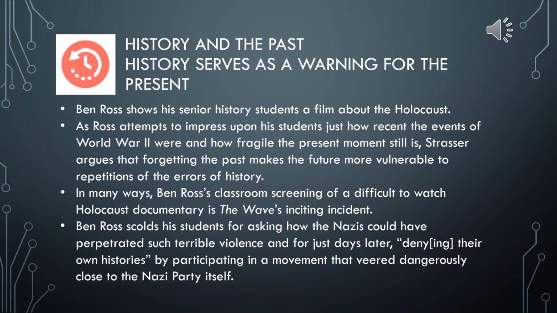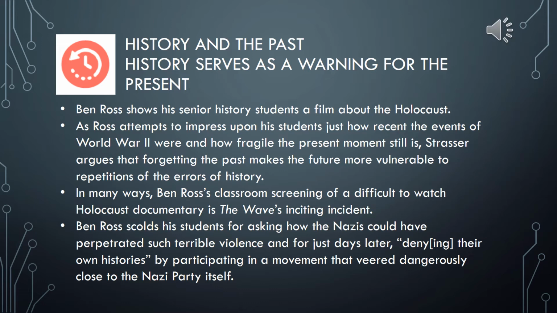The second theme we look at is history in the past, and more specifically, how history serves as a warning for the present. Ben Ross shows his senior history students a film about the Holocaust, and as we read in the early chapters of the novel, some students are really affected by this screening or this viewing, while others really aren't at all and have no emotion towards it. As Ross attempts to impress upon his students just how recent the events of World War II were and how fragile the present moment still is, Strasser, who's the author, argues that forgetting the past makes the future more vulnerable to repetitions of the eras of history.